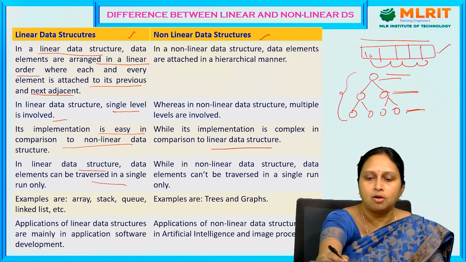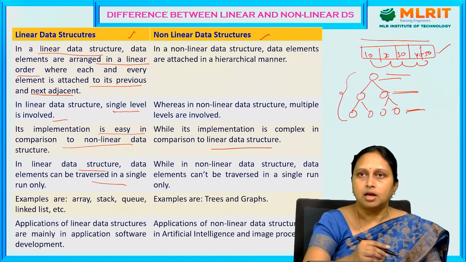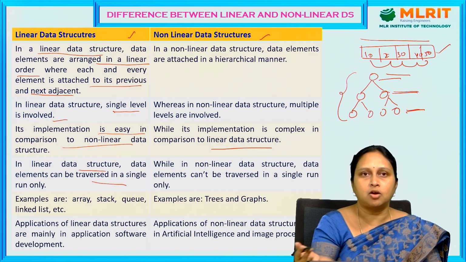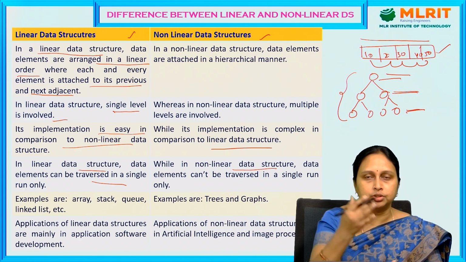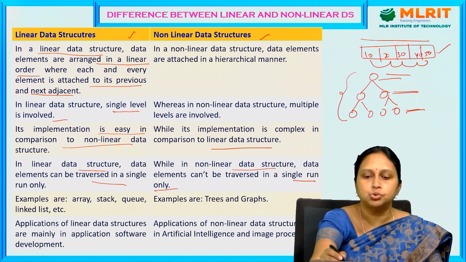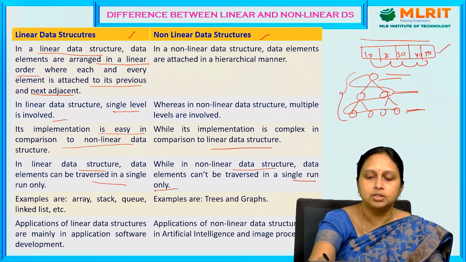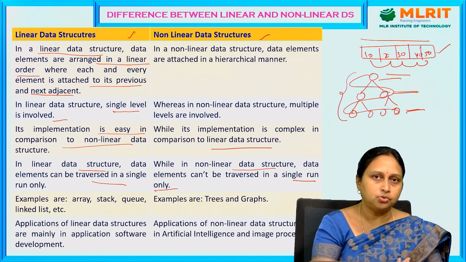And in linear data structure, all elements can be traversed in a single run only. That means if I have stored the elements in the single place, I am able to access or traverse one after another easily. But when you are going to use non-linear data structure, it is in multiple levels. With a single run, I can't access the data. Why? Because we need to traverse through all these nodes so that we can get the data. That's why it is a little bit difficult to access the data.